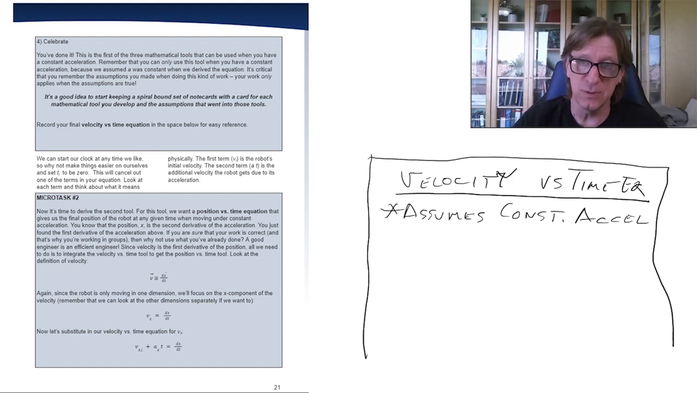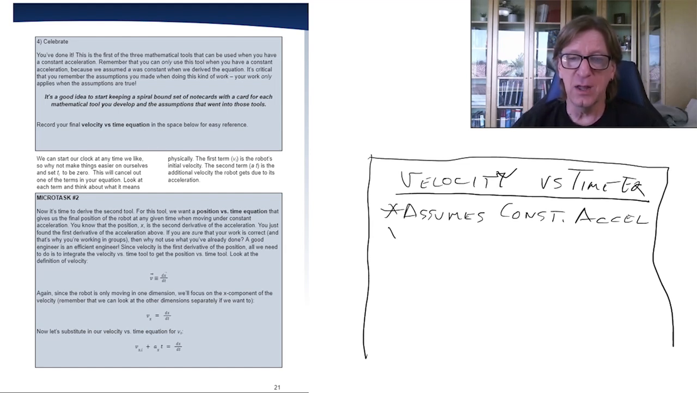You're going to have to go back to the full method where you're taking the derivative or the integral, depending on which one you want, and figuring out from that the information that you need and coming up with a whole new unique equation. You cannot use these shortcut equations for this. They only apply for a constant acceleration.